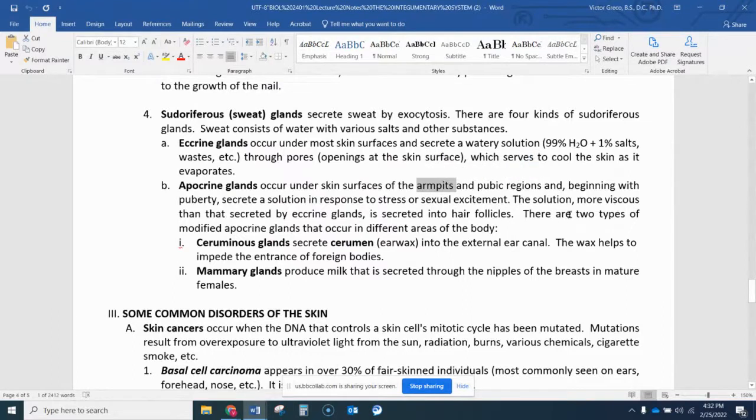And let's see. Oh, there's two types of modified apocrine glands, and they are ceruminous glands. They secrete cerumen, which is earwax, and they're just in the ear canal. Also, mammary glands are the same, or are modified apocrine glands that produce milk, for example.